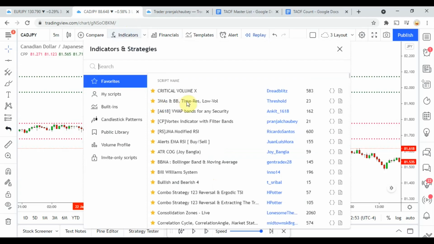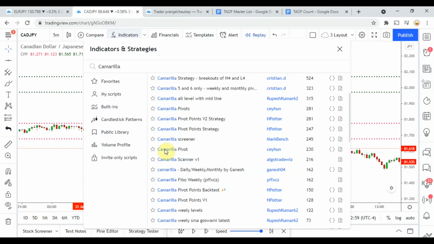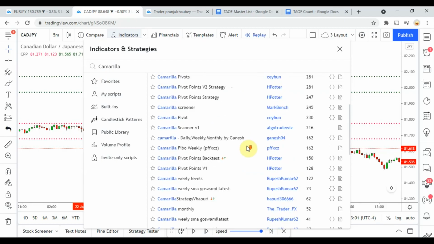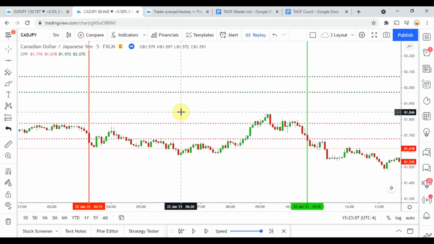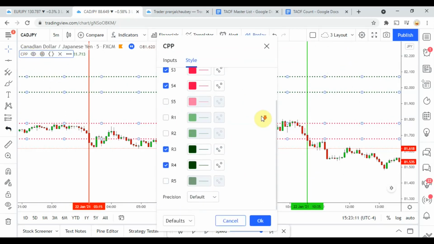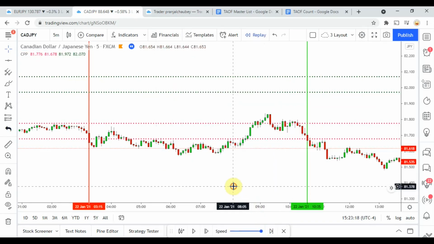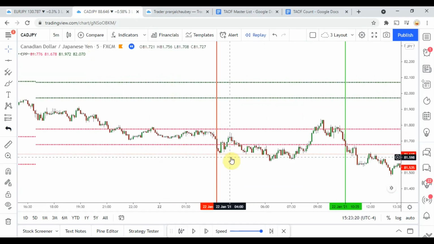So the indicator, again, that we are using is the Camarilla pivot points. And specifically, I am using the Camarilla pivot points V1 by H Potter. I will link to it down below in the description. And then I went in and I turned off everything but the S3, S4, and R3 and R4 levels. And you can see those here on screen.